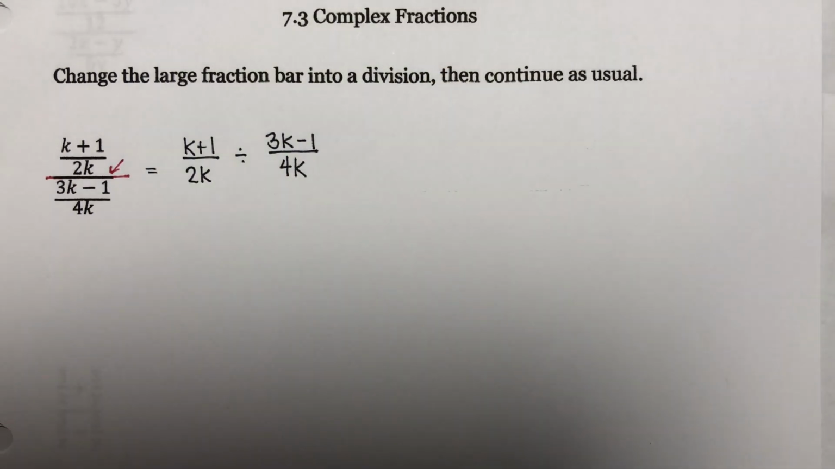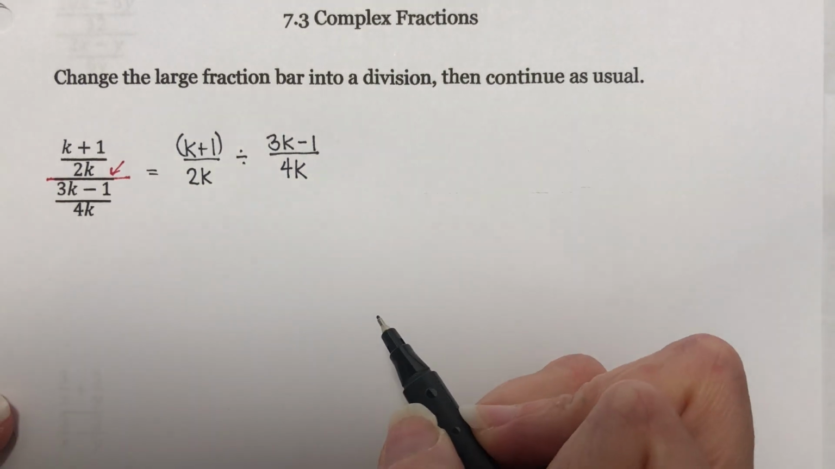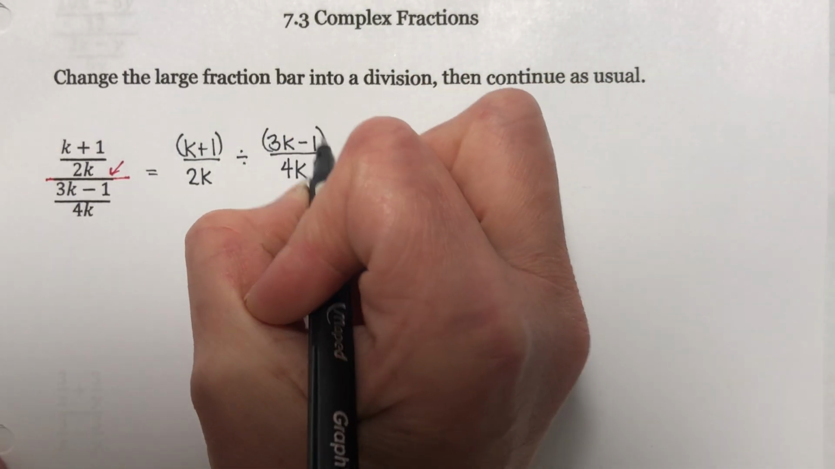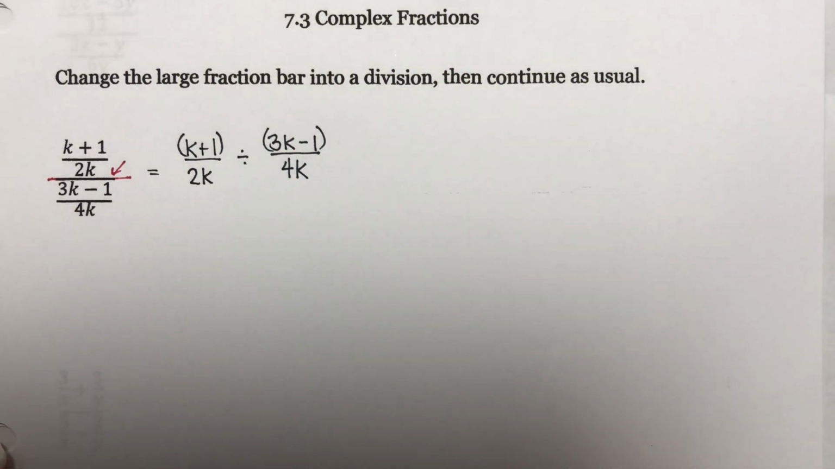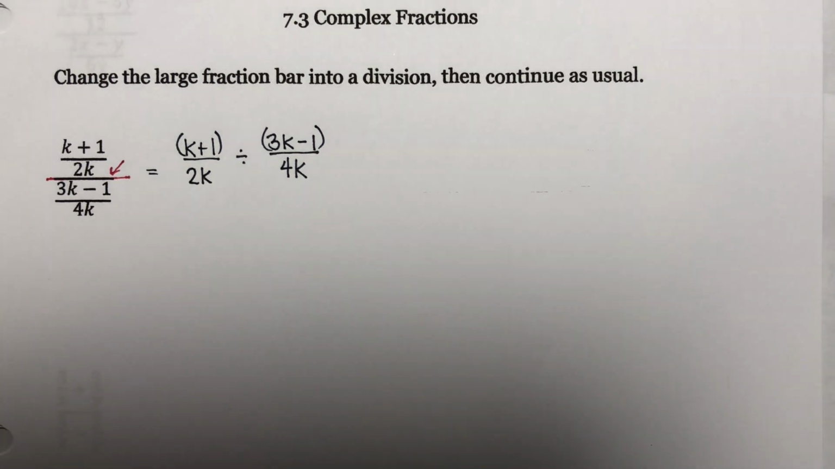Now this is a problem we've been working. What you want to do is factor everything as much as possible, and nothing here factors. So I'm going to put this k plus 1 in parentheses because I've looked at it. It doesn't factor. It has to work as a unit from now on. And the same thing happens with the 3k minus 1. There's no addition or subtraction down here, so we don't have to do anything.